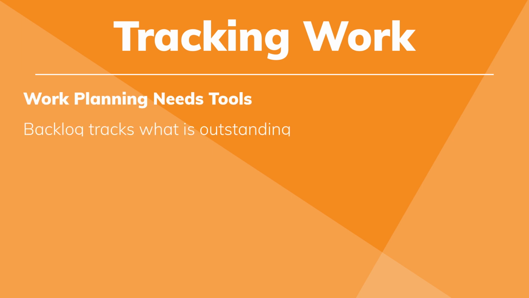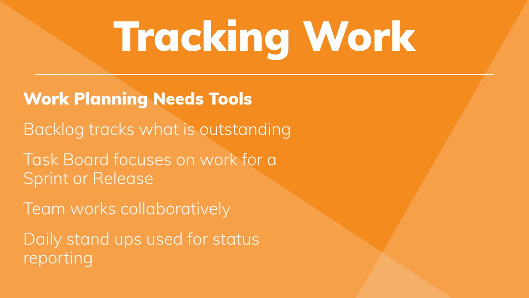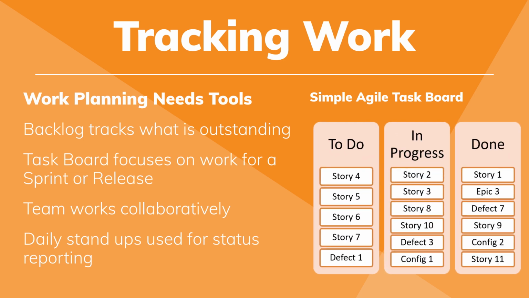Now, there's a lot of tracking work, and usually it's with task boards. So basically, the most simple of task boards would be, here's the to-dos, here's the stuff that's in progress, here's the stuff that's done. Done meaning it has met the definition of done. So the backlog or the product backlog, sometimes there's a sprint backlog, these track what is outstanding to be done. The task board then focuses on the work for a particular sprint or a particular release, which is a set of sprints.